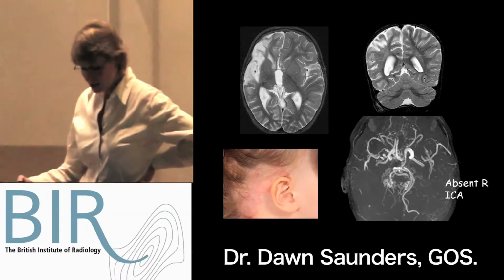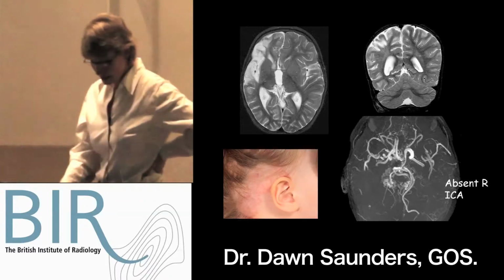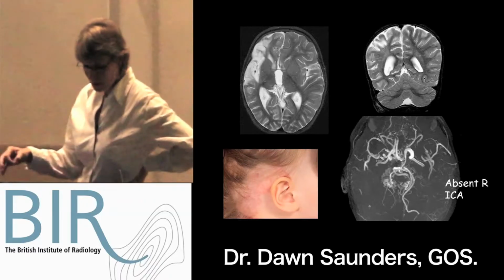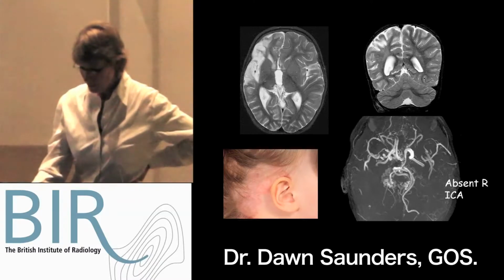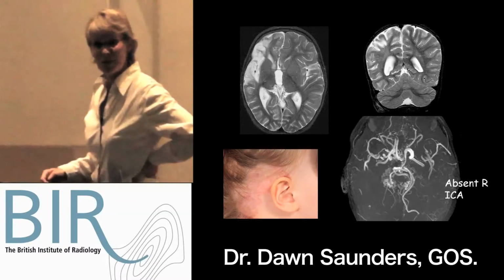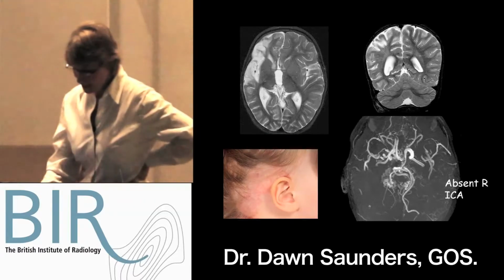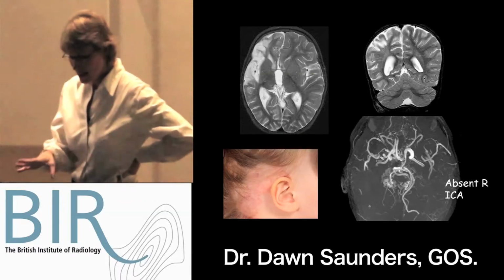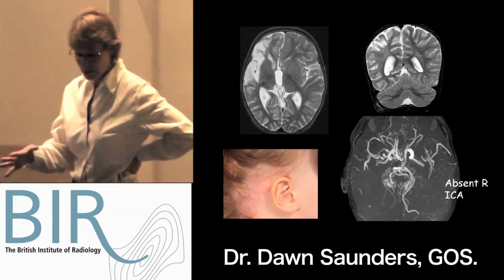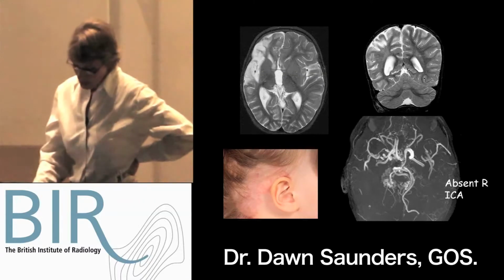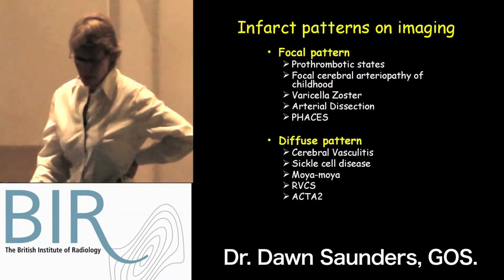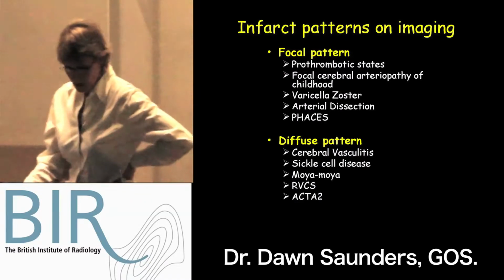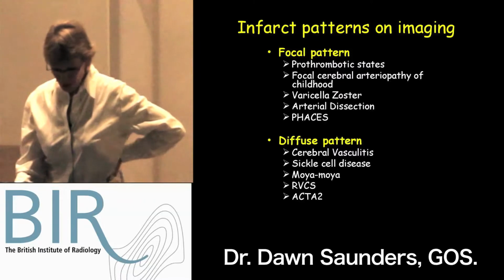Facial hemangioma is not always very obvious, and this child's facial hemangioma was regressing during childhood and was underneath the hairline. But it's a nice diagnosis to make. And of course the diagnosis impacts on the management, because it's important to screen the heart and eyes in these children. So that really covers the focal patterns of infarction.